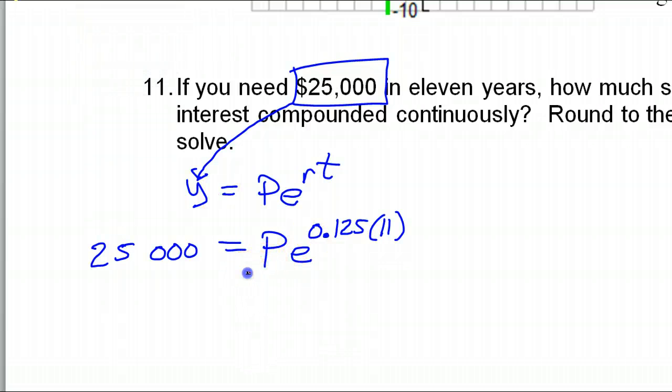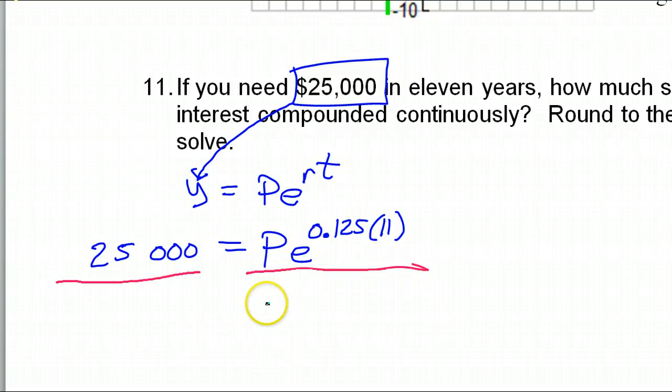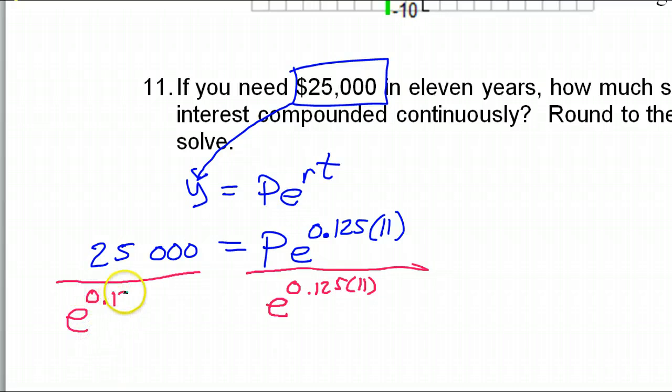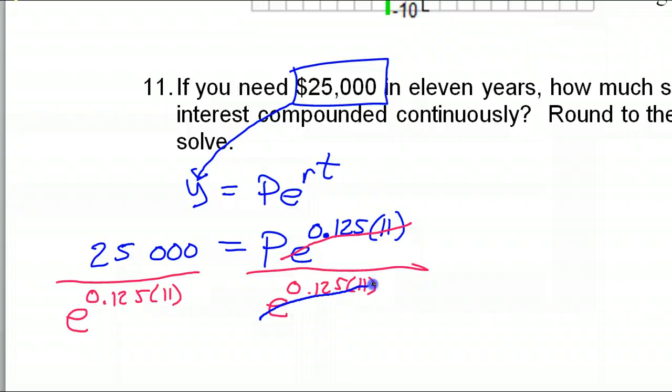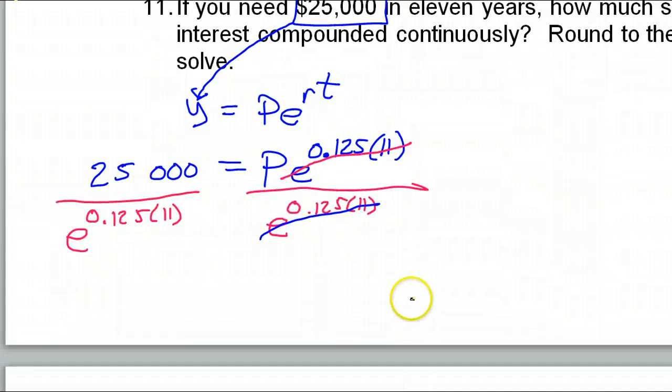So you would do this, trying to get P by itself, right? You will divide both sides by e to the 0.125 times 11 power. Both sides, e to the 0.125 times 11. That way, all of this will cancel out, and you'll just be left with P. I'll bring it over here.